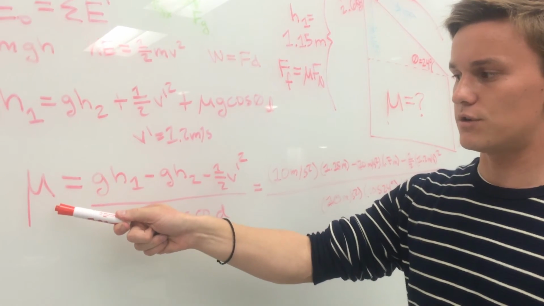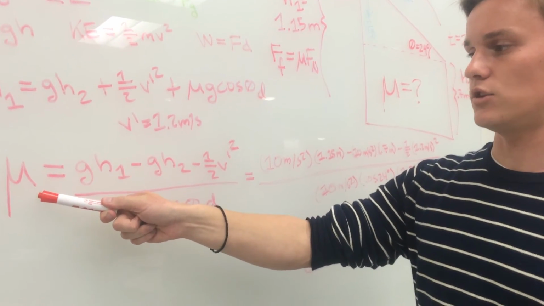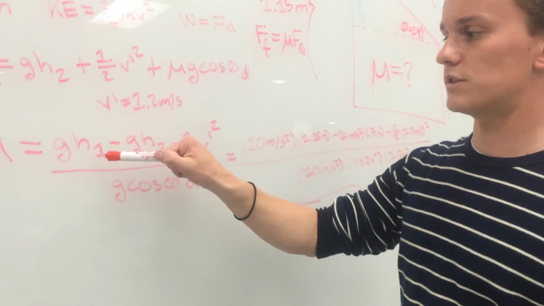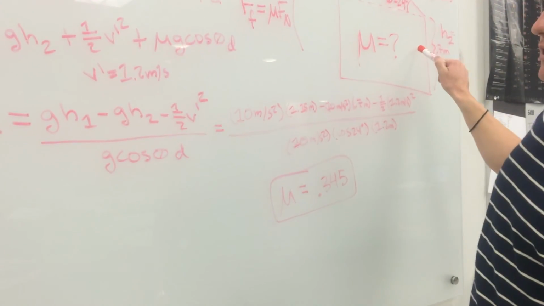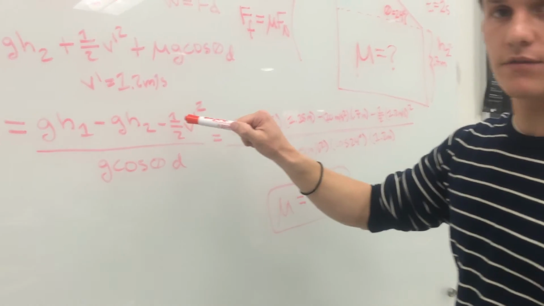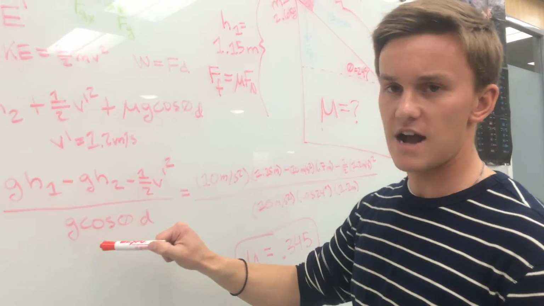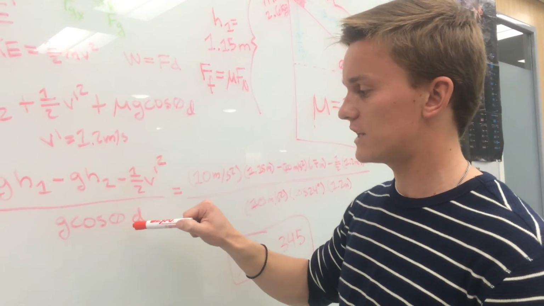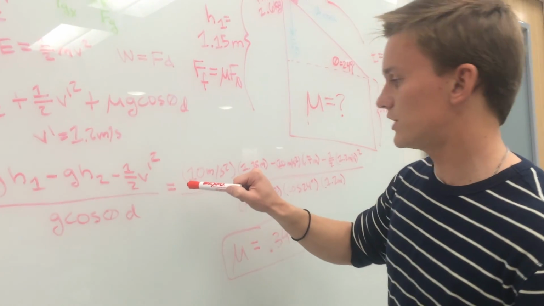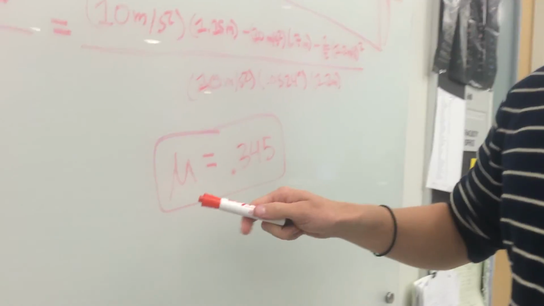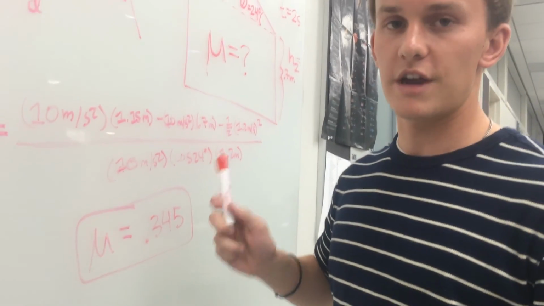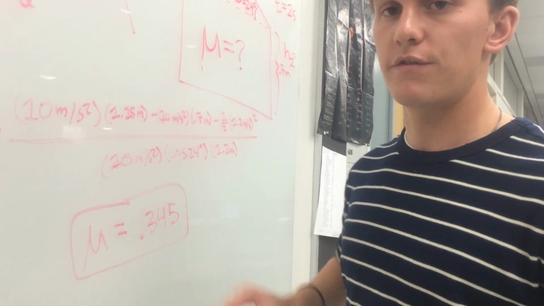we isolate mu, and you get gravity times the height 1 minus gravity times the height 2 minus 1/2 the velocity final squared divided by gravity times cosine theta times the distance, which when you plug that into your calculator, it ends up that mu, the coefficient of friction between the ramp and the book, equals 0.345.